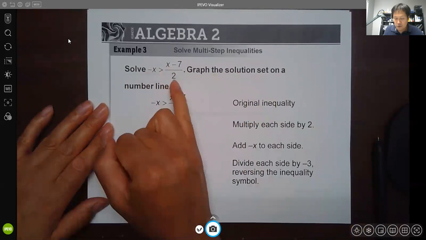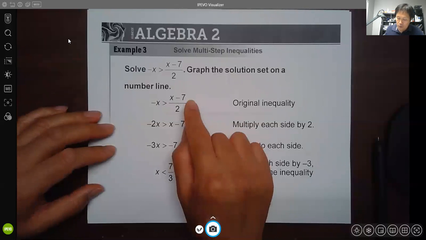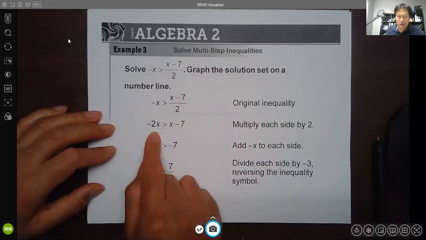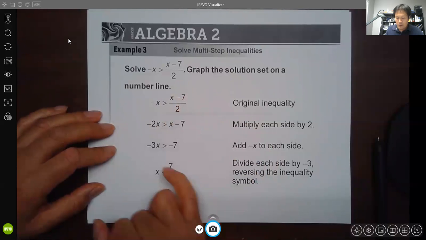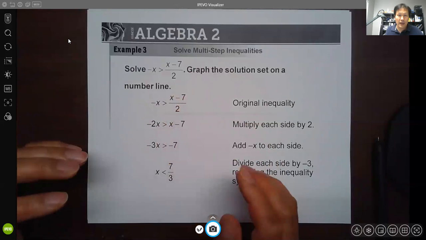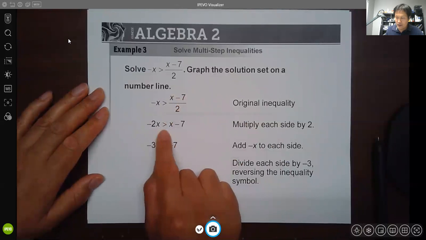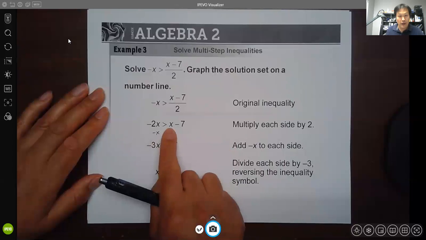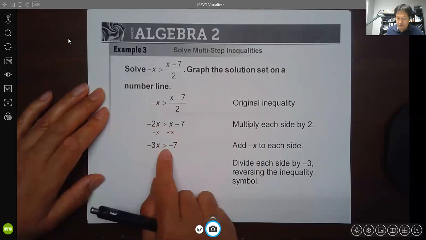Okay, solving for x. So when you have a fraction, it's best to get rid of the fraction first. How? Multiply by 2 both sides. So multiply by 2, minus 2x. Multiply by 2, 2 on numerator, 2 on denominator cancels out. Now yes x, no x. So all terms with x, yes x, you want that on one side. So you want to do minus x both sides here. Minus x to move x to the left. So minus 2x minus 1x, minus 3x greater than minus 7.